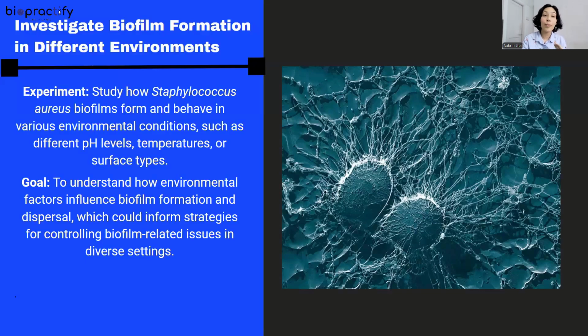And then to investigate biofilm formation in different environments, to study how Staphylococcus aureus biofilm forms and behaves in various environmental conditions such as different pH levels, temperatures, or surface types. As we know that Staphylococcus aureus is a thermophilic organism, so it can survive in higher temperature ranges. So we should also see how it acts in different pH levels, different temperature ranges, and on different microfloras. So to understand how environmental factors influence biofilm formation and dispersal, which could inform strategies for controlling biofilm.